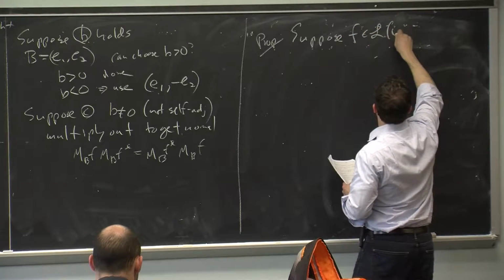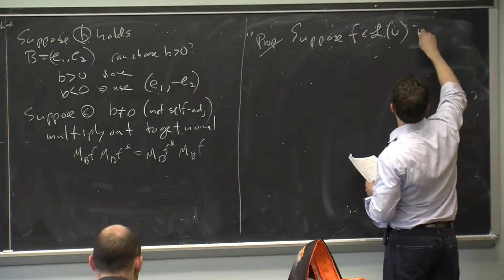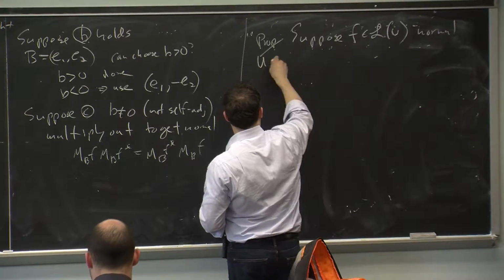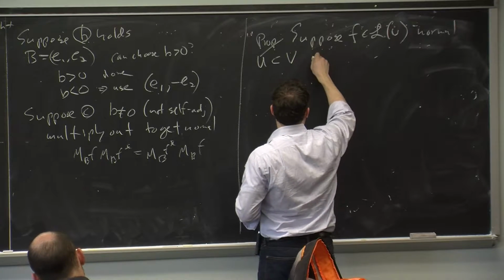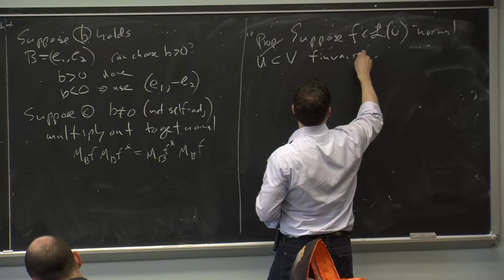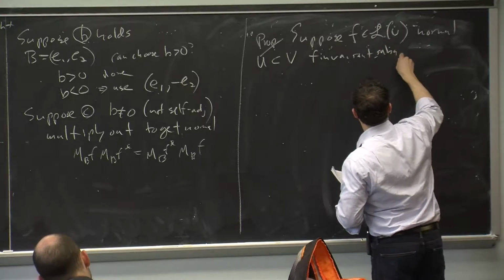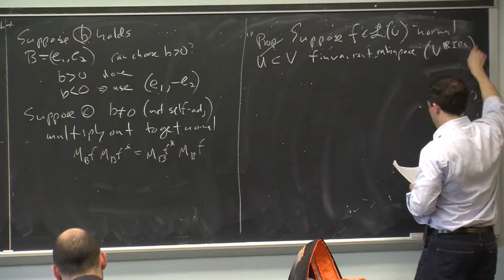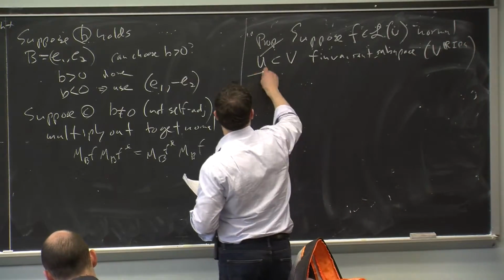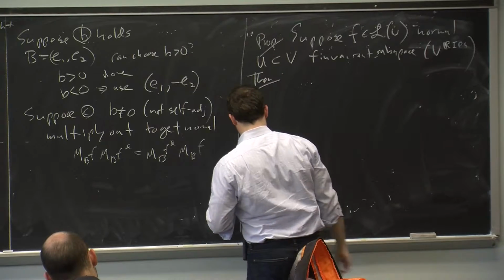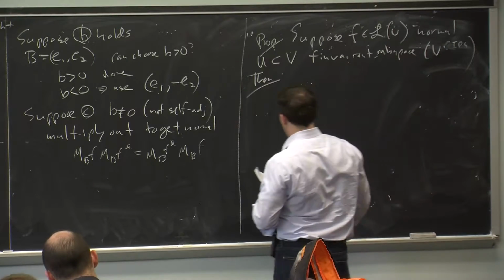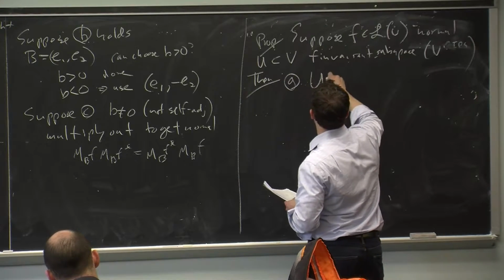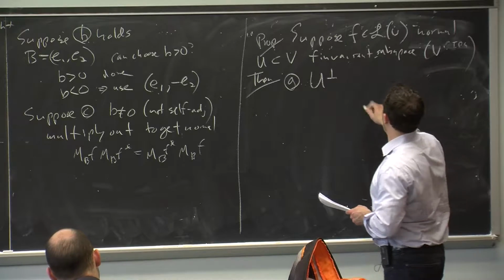F is a linear operator on V, which is normal. V is a real inner product space. U in V is an F invariant subspace. And I should say, this doesn't actually need to be real. Let's just say an inner product space. Then, first of all, the orthogonal complement of U is invariant under F.